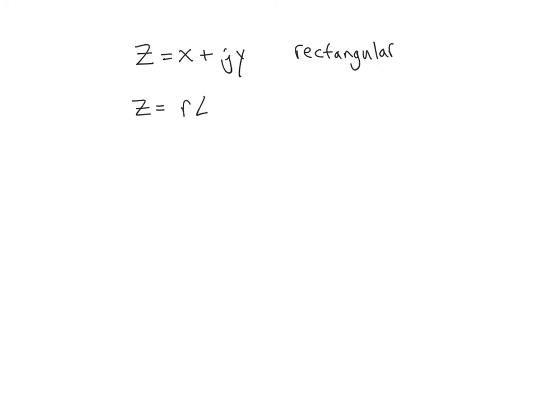Z is r angle theta for the polar form of the coordinate system. And we can also express it as r times e to the j theta. And this is what we call the exponential form of the expression, or sometimes the complex exponential form. Okay, so you should be able to relate these forms back and forth between one another.